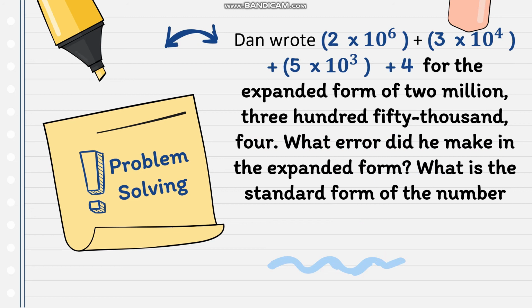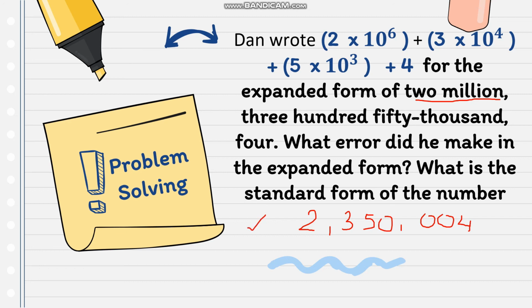Next, Don wrote that 10 to the 6th power plus 3 by 10 to the 4th power plus 5 by 10 cubed plus 4 is the expanded form of 2,350,004. What error did he make in the expanded form? And what is the standard form of the number? So what could be the answer? If we're going to change this one, 2 million, let's write 2,350,004. So this is the standard form. Now the question is, what is the standard form of the number? So this is the answer.